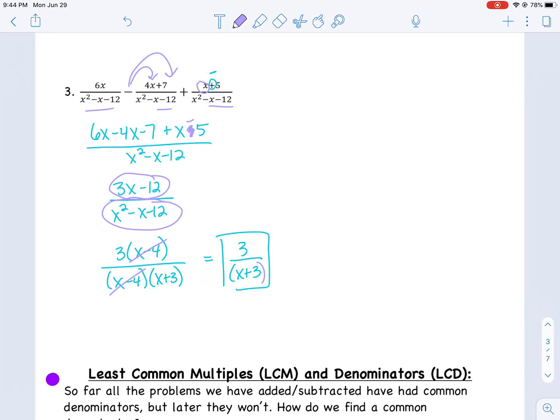Now be careful, don't reduce the 3's off. If you can't reduce a 3 from everything, then you can't reduce. Let's just go ahead and leave it like this. 3 over x plus 3 would be our final answer.